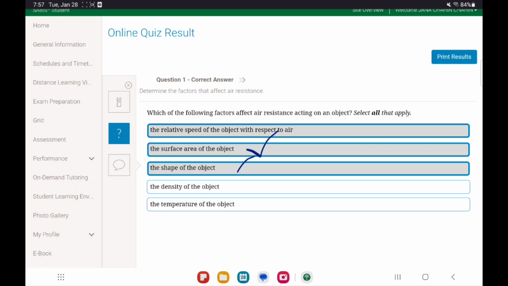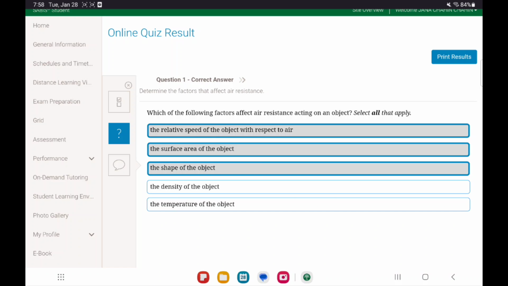Here, the way I know this question is because it has air in it. Air resistance, air. But don't base all your answers off that, okay? Let's read it and analyze it. So the relative speed of the object with respect to air means the speed of the object, how fast it's going. Yes, it does affect the air resistance because it affects how fast or slow the air hits it, okay?